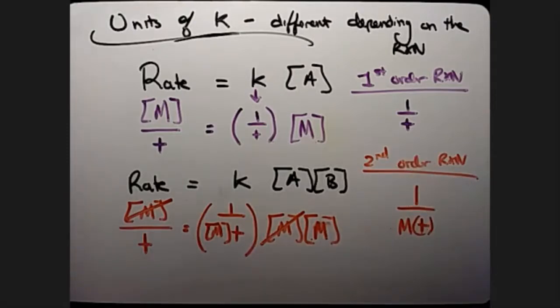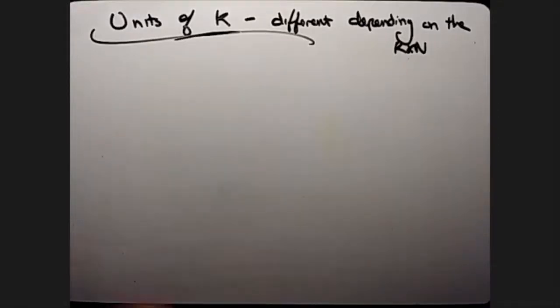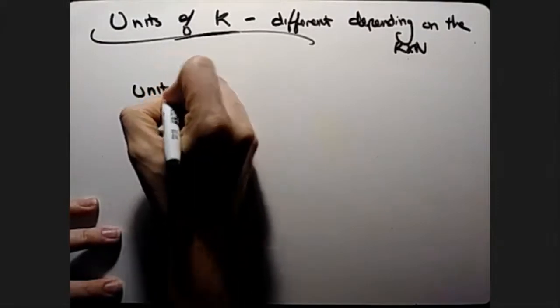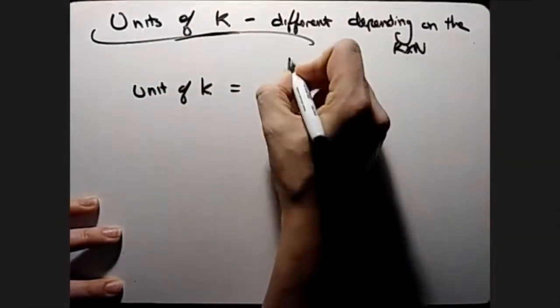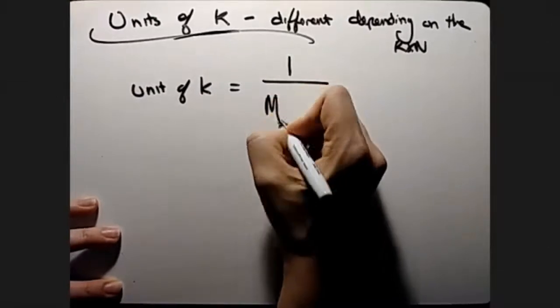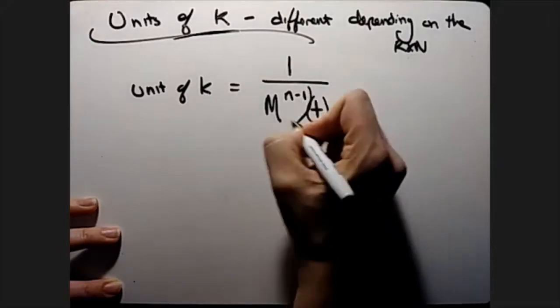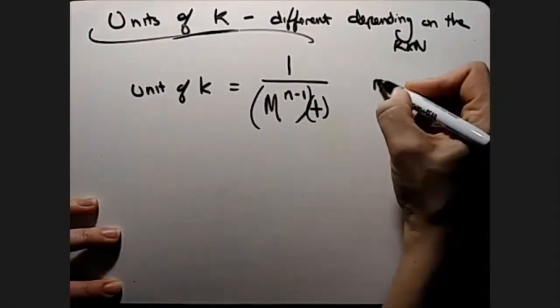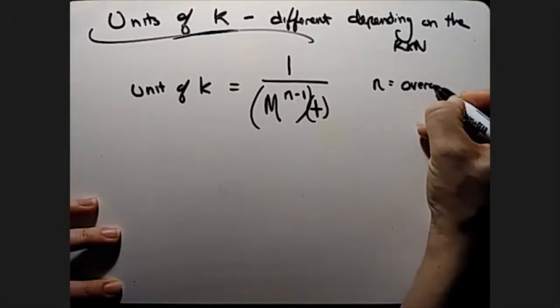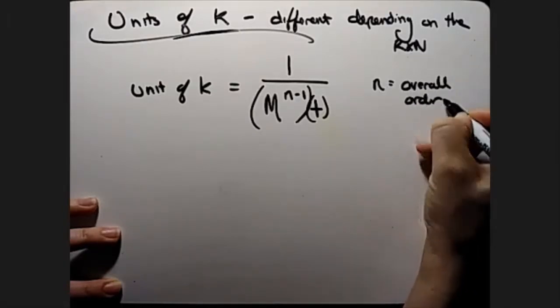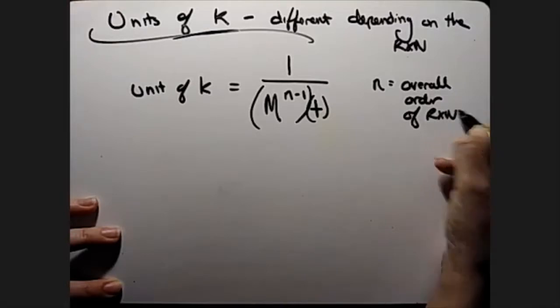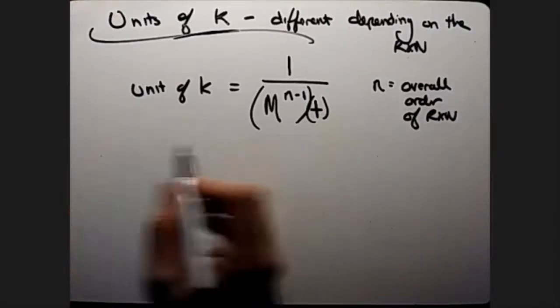Now, if we kept doing these over and over again, we would develop a pattern, but I will tell you that there is a pretty easy formula for figuring out what the overall unit on your K will be, no matter what the reaction. Now that formula is that the unit of K will always be 1 over molarity to the n minus 1 times time, where n is the overall order of the reaction.